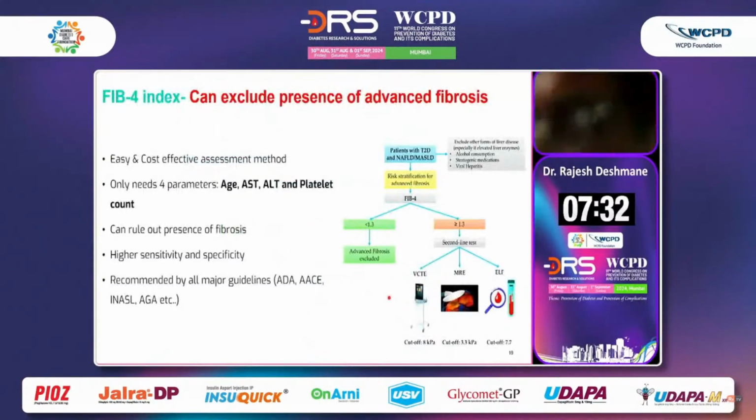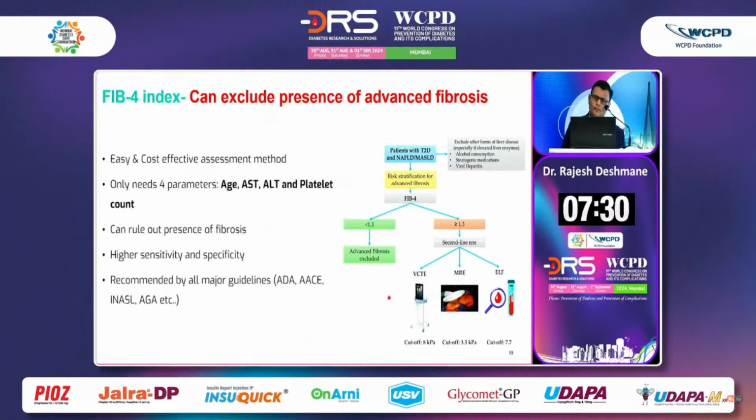So the FIB4 score is very simple. I can tell you, just download an app; we are using an Android mobile. You need just age, AST, ALT level, and platelet count. These 4 parameters are required, and within seconds you will get a report on your Android mobile phone. It is a very good tool to rule out hepatic fibrosis. For fibrosis, the FIB4 score is a very good marker, highly sensitive as well as highly specific.